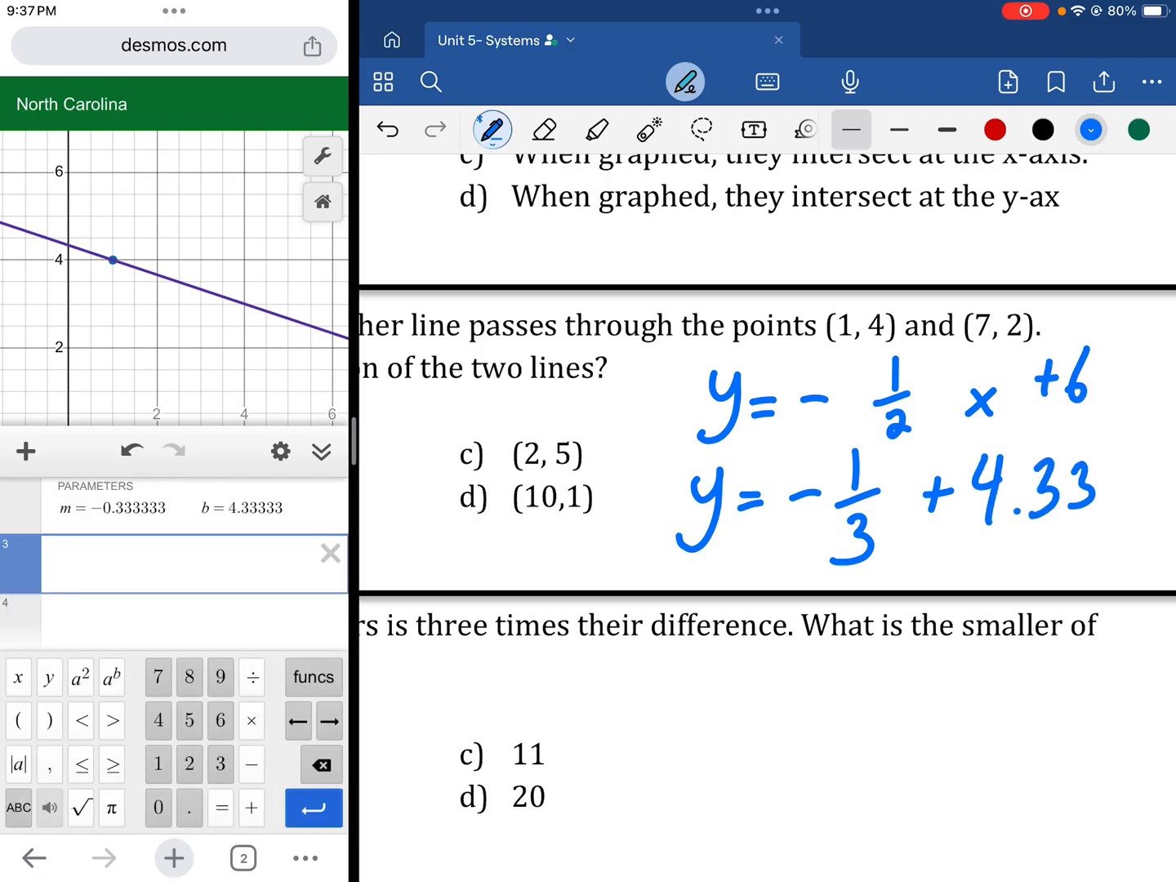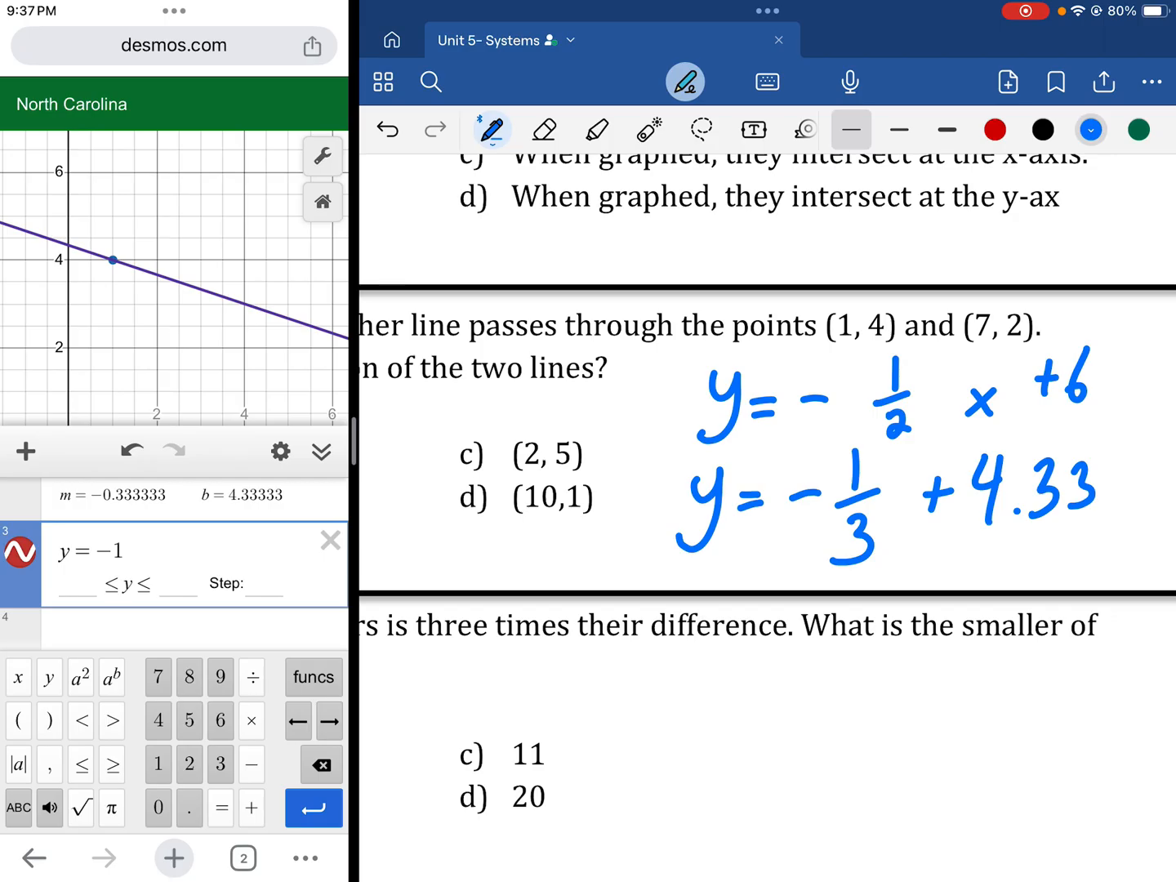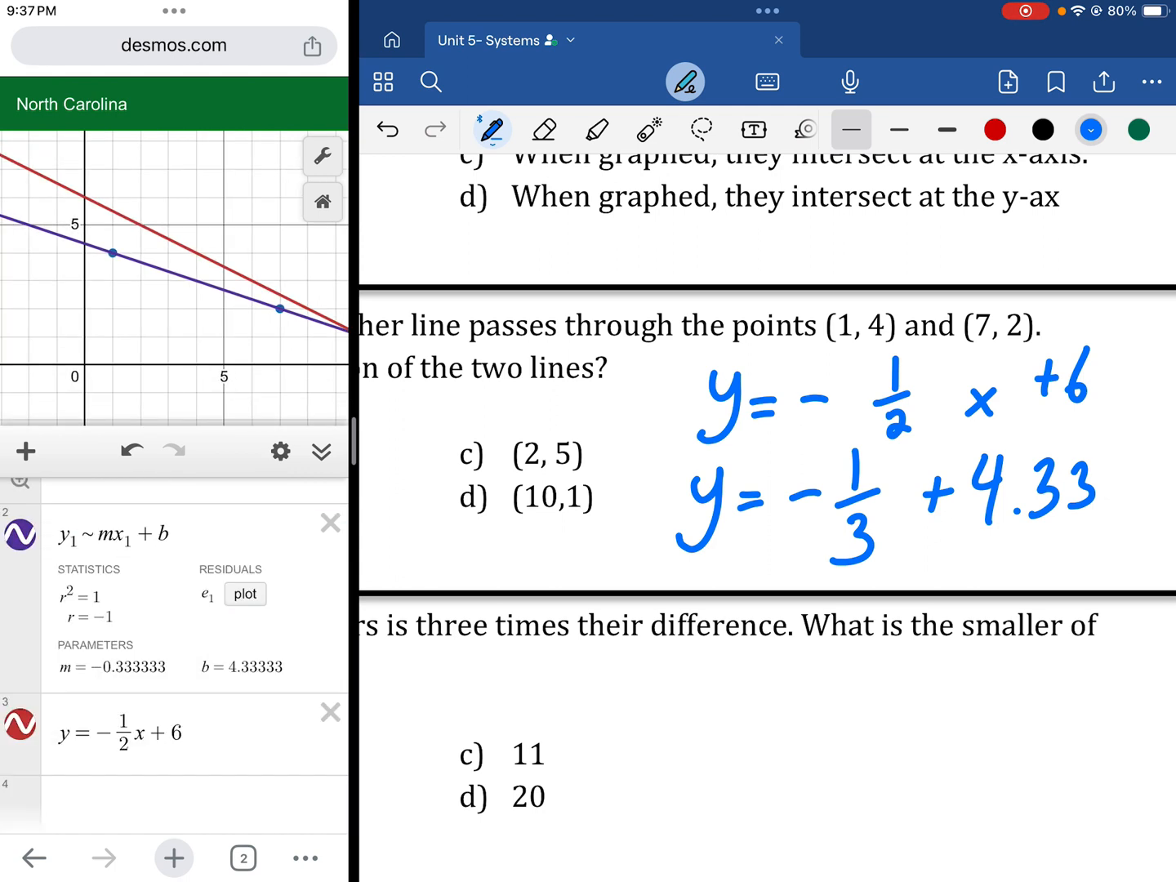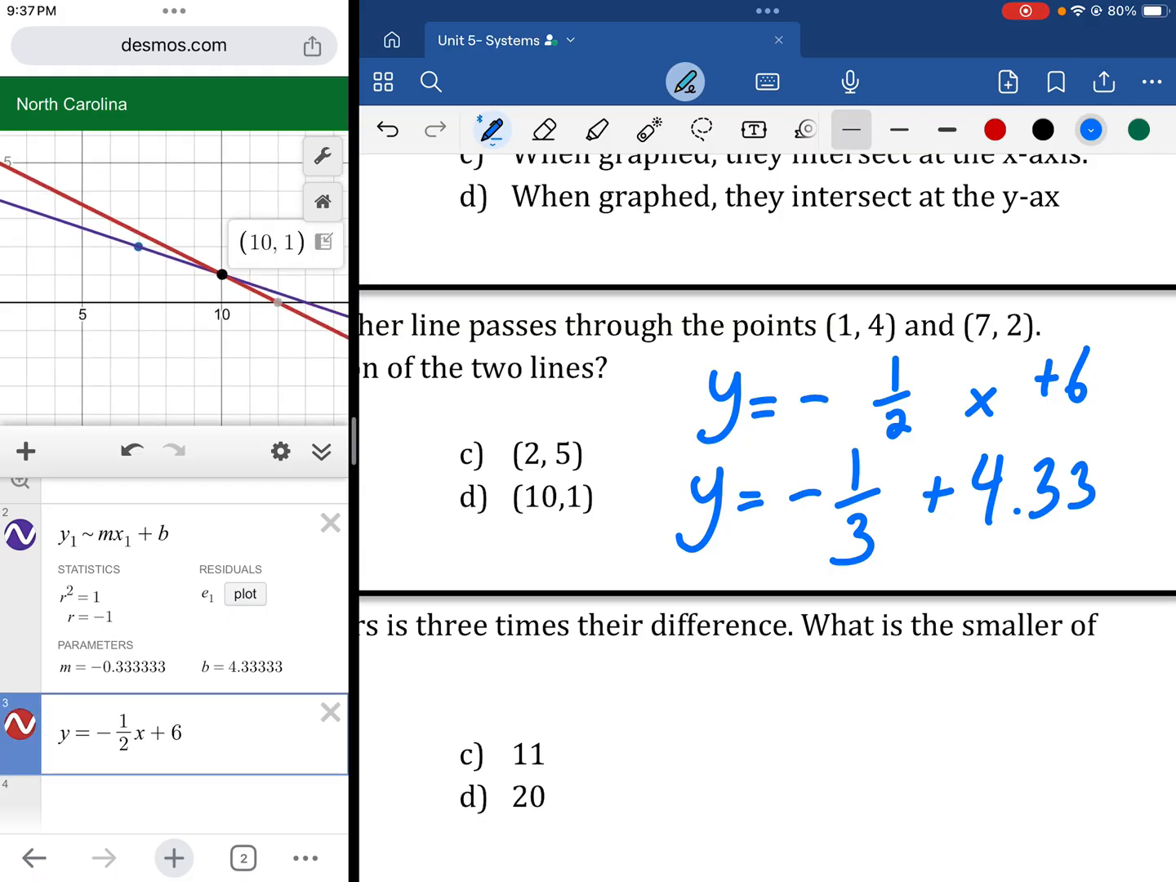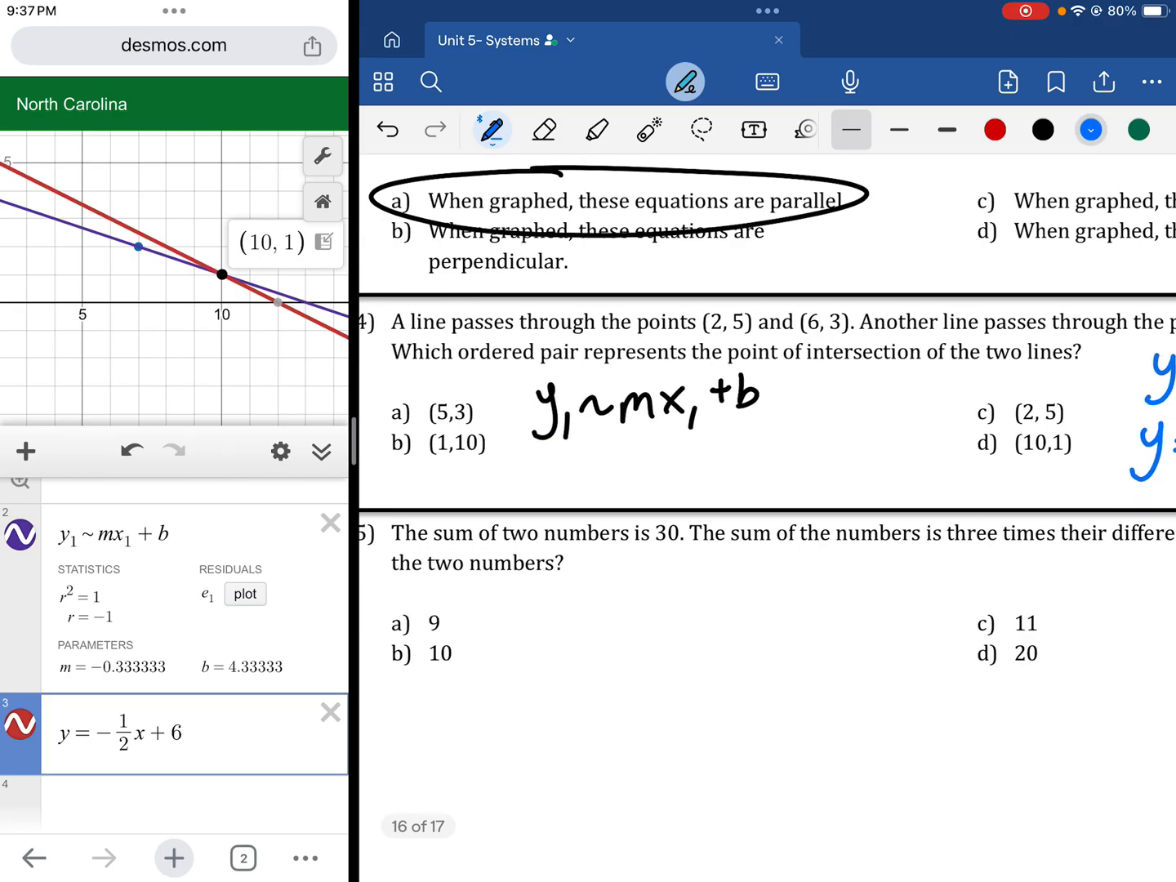And then I'm going to put the other equation in. y equals negative 1 divided by 2 x plus 6. And you really could just make 2 tables here and see how they intersect. We'd have to do 2 of the y1 squigglies, but they'd have to change a little bit. We see where they cross. They cross at (10, 1). So we see our answer here is going to be D, (10, 1).